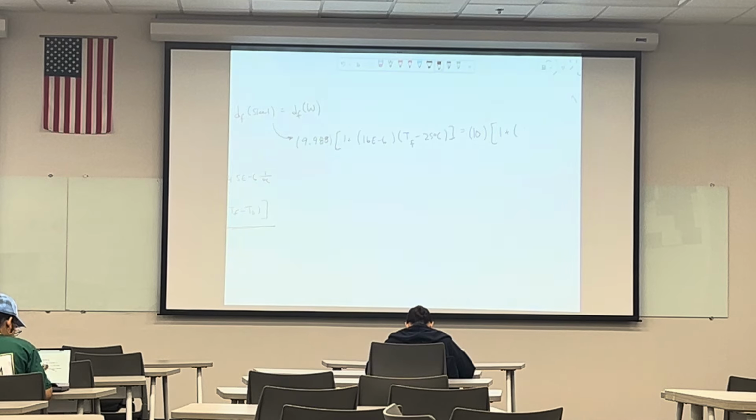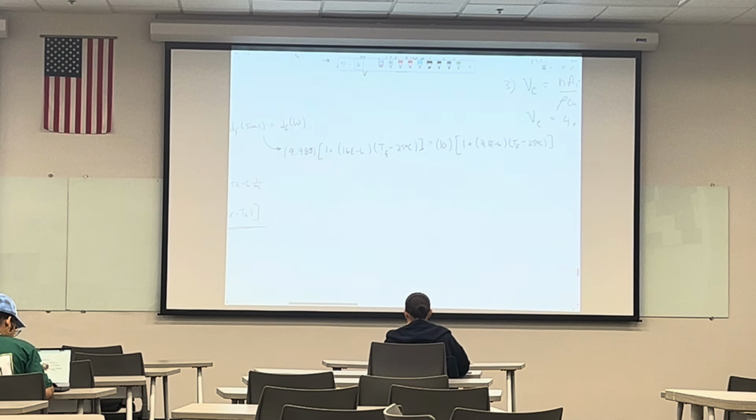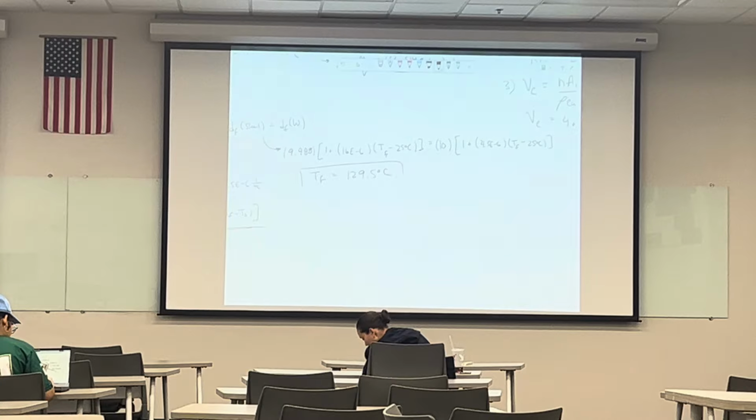The coefficient of expansion for that was 4.5, so that's -6. And then we also multiply that by Celsius. And so from there you just solve for the final temperature. And the final temperature for this problem specifically is 29.5 degrees C.